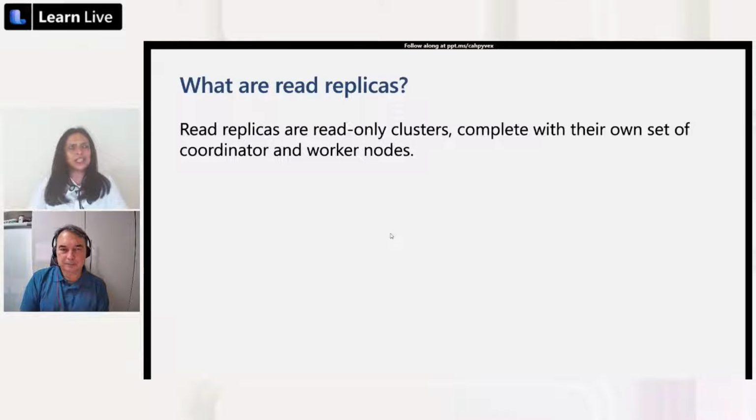Geraldine? Yeah, so the question I have is, if I want a read replica, I cannot just add another node to the existing primary cluster and say, oh, I want this as a read replica only, right? That will not work. Correct.